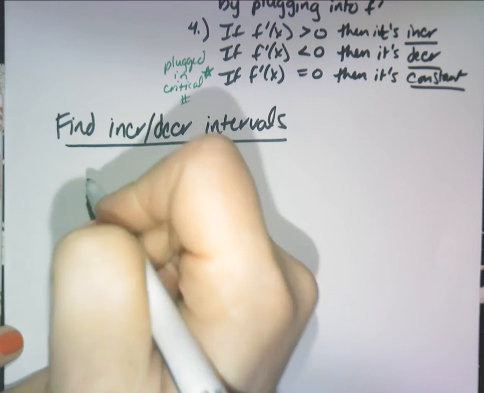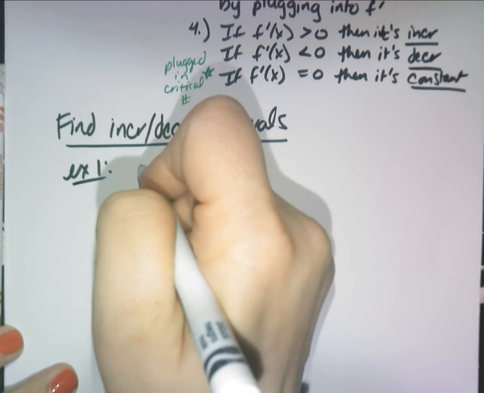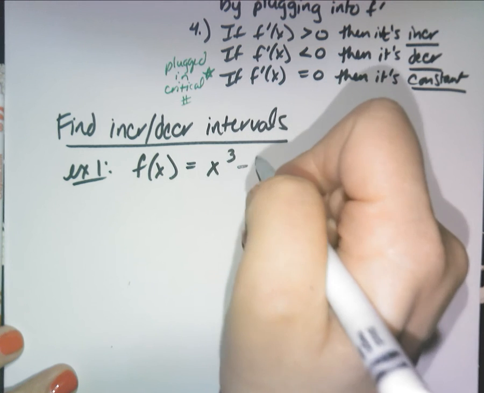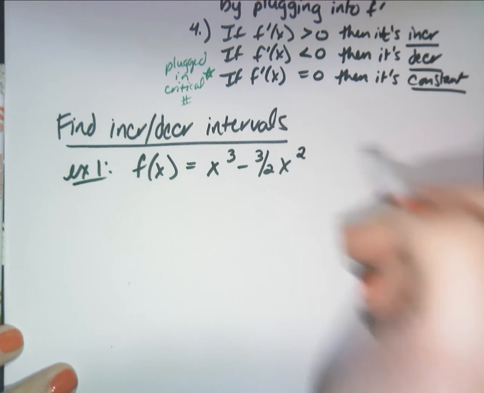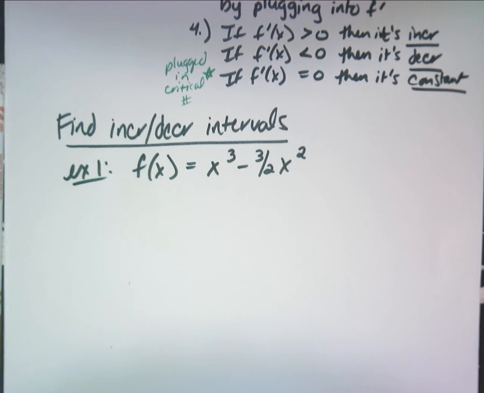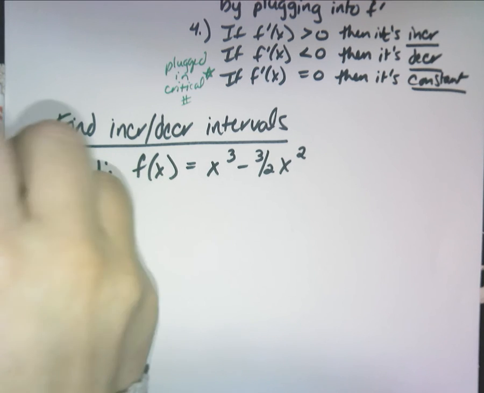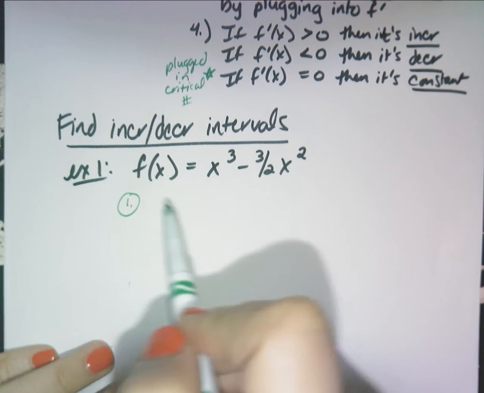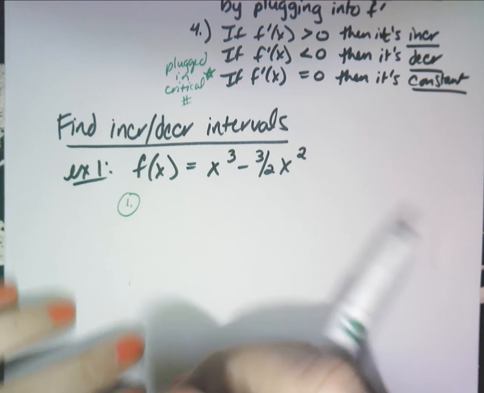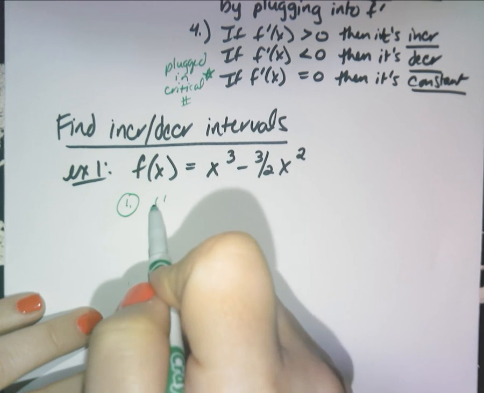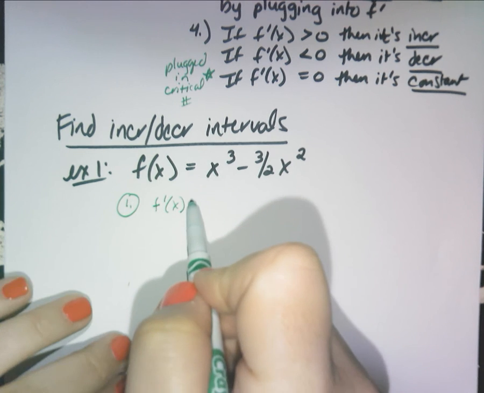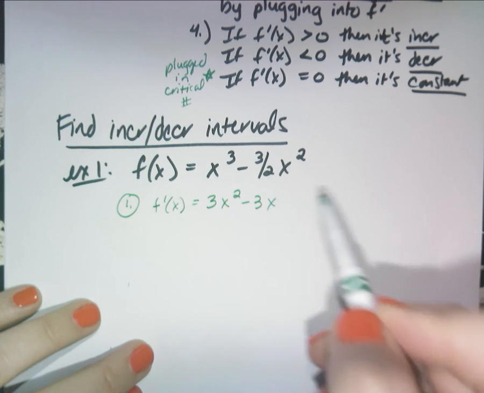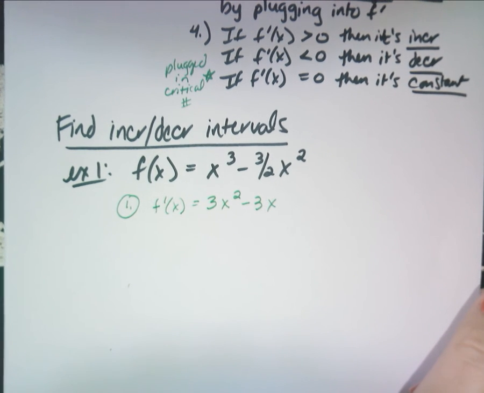Find the increasing, decreasing. Example 1. F of x equals x to the third minus 3/2 x squared. And again, I want you to try to do this all without a calculator. So, number 1, take a derivative. Let's see if you remember. Minus 3x. Good job, Jed.